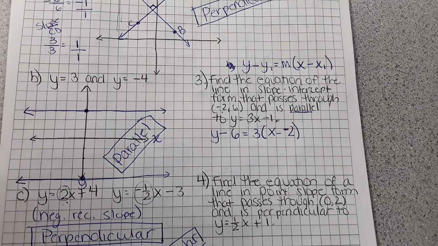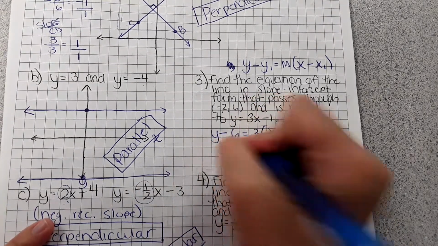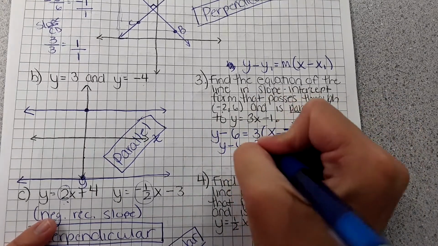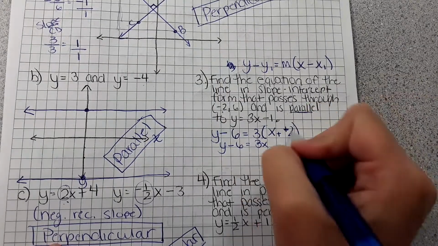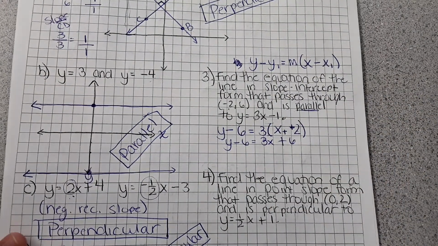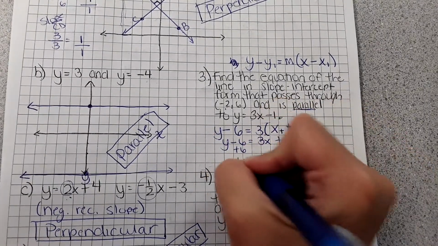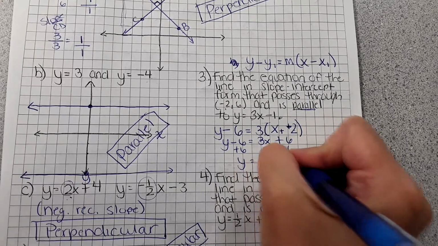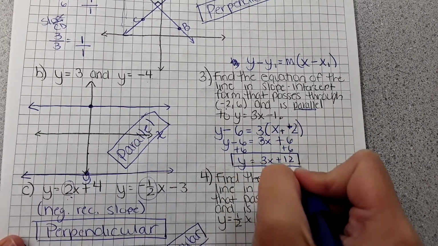It wants the formula in slope-intercept form, so we do have to rearrange it so it's y equals mx plus b. So I'm going to simplify this. 3 times x is 3x. Subtracting a negative is just plus 2, so 3 times 2 is 6. And then add 6 to both sides to get y equals 3x plus 12. And that's the answer.